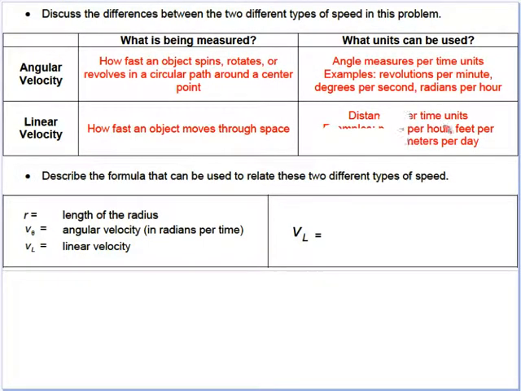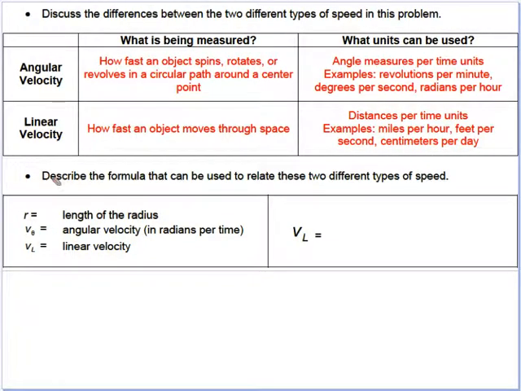If you have linear velocity, you're looking at distance per unit of time. If it's a car, it may be miles per hour. If you have a racer, it could be feet per second. If you think about how far a turtle moves, it may be feet per second, though I don't know if a turtle moves that fast. Inchworms, or how fast something grows, may be centimeters per day.